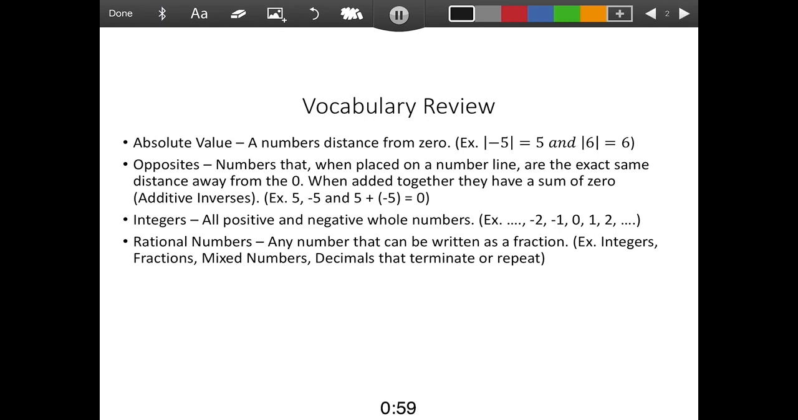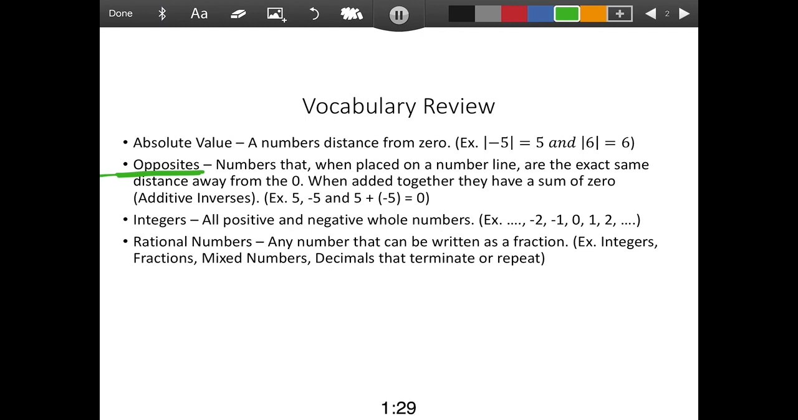Also, remember opposites. Opposites is going to be a big word that's going to come into play for activity 2. So make sure you understand what an opposite is. They are two numbers that are on opposite sides of the number line, the exact same distance away from 0 on opposite sides of the number line. So like 5 and negative 5, 2, negative 2, negative 8, positive 8.